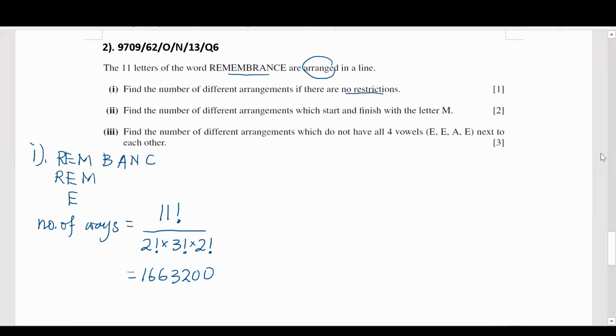Now we look at part 2. Find the number of different arrangements, again the keyword, which start and finish with the letter M. All right, there are 11 letters, and the first letter must be M, and the last letter has to be M as well. That means there are 9 letters in between. Okay, so the number of ways.